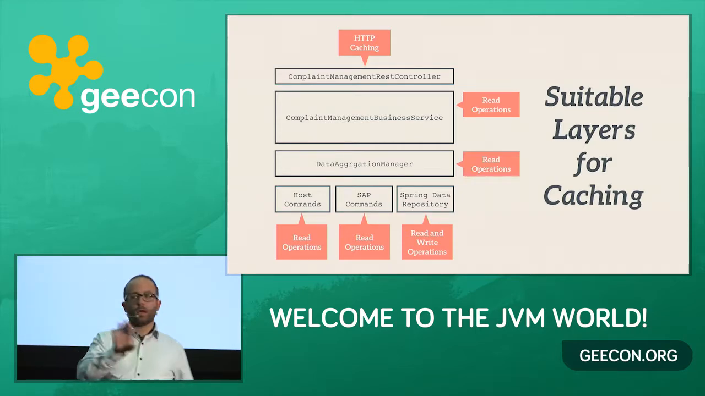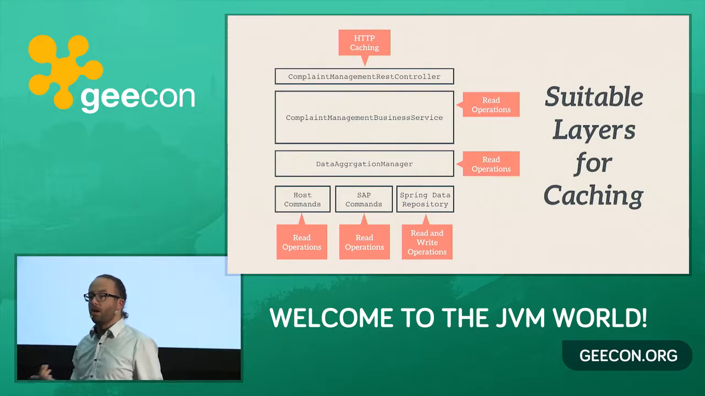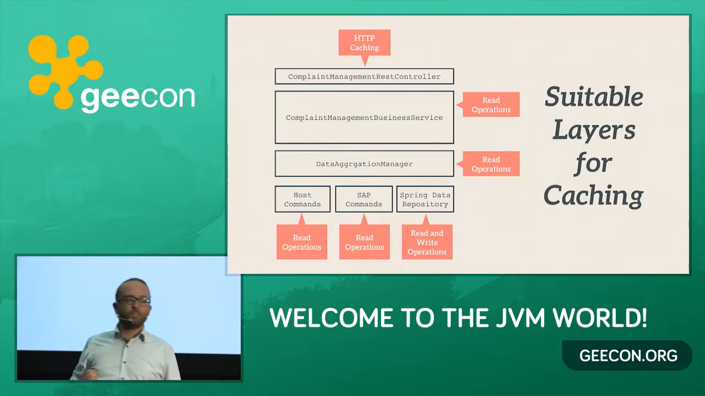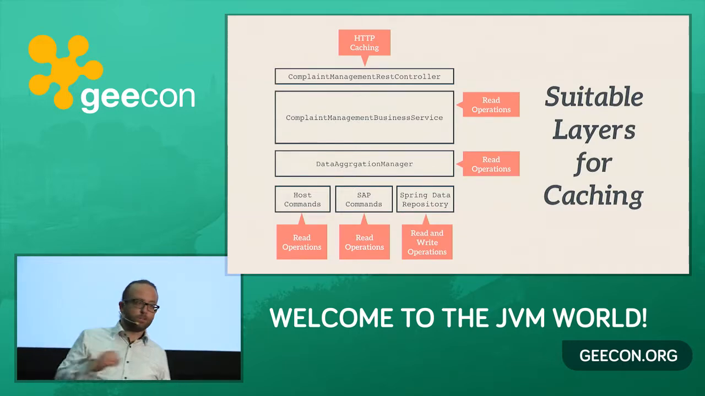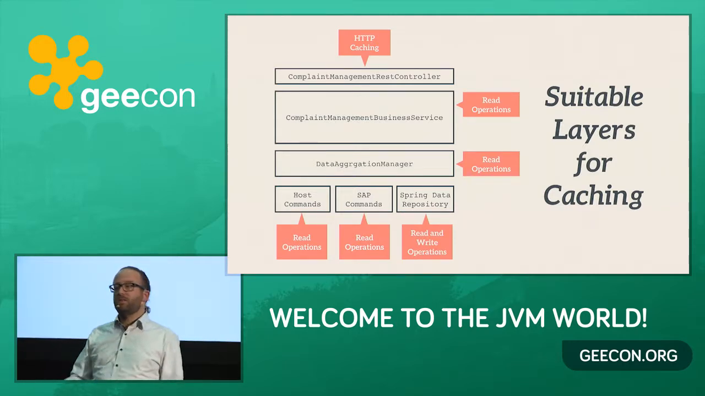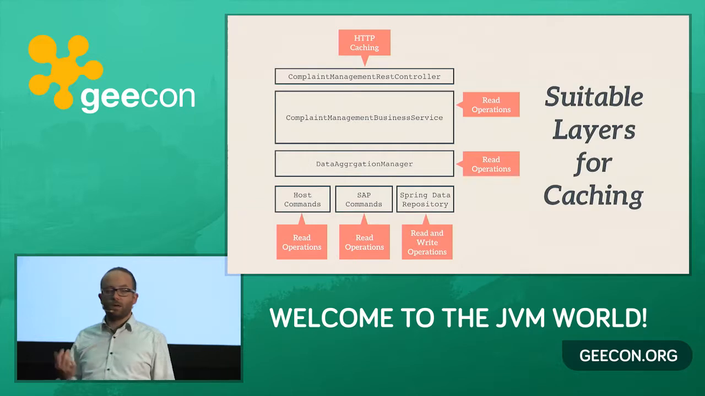Why do I add the write thing here? If you work with JPA or Hibernate, you obviously have some sort of an ID generation. And sometimes, depending on the generation strategy, you get the ID after inserting it to the database. So obviously, for caching, you need some sort of an ID. So I need to be able to cache the write operation here.